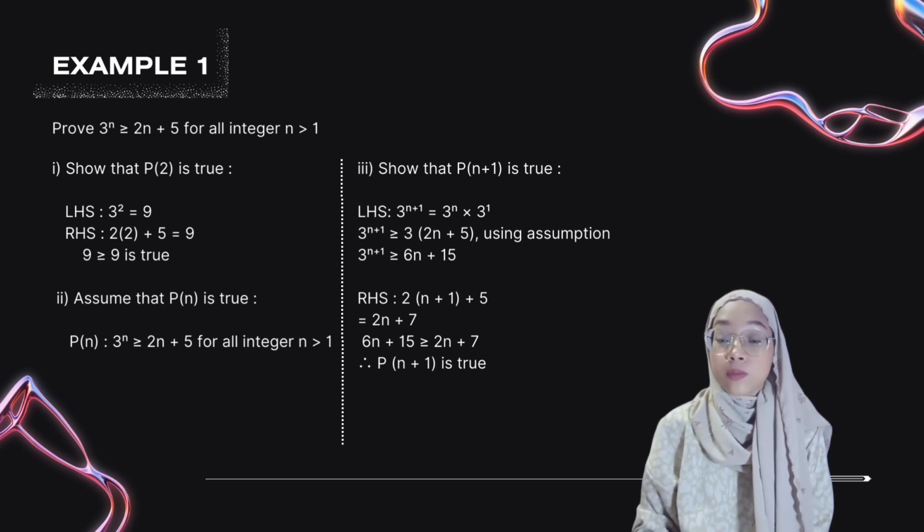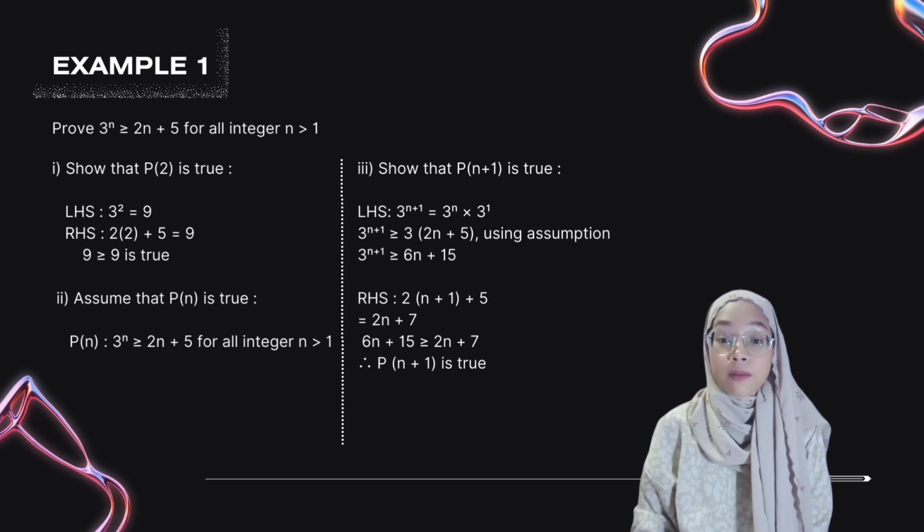Step 2, assume that Pn is true. So Pn equals 3 power n more than or equal to n plus 5 for all integer n more than or equal to 1. Step 3, show that Pn plus 1 is true. So left hand side 3 power n plus 1 equals 3 power n multiply 3. So 3 power n plus 1 equals 3 multiplied to n plus 5 using assumption.